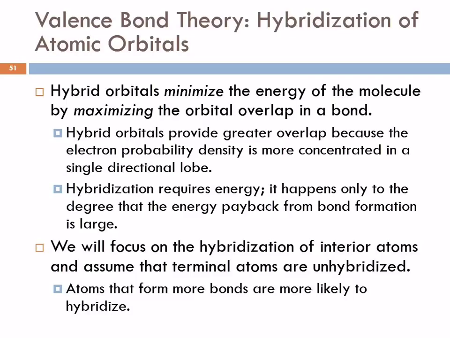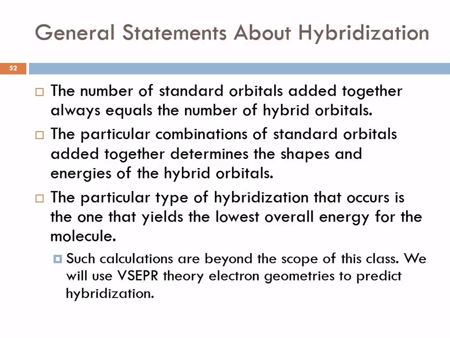bond. So what we're going to do in our discussion is look at the hybridization of the interior atoms, and we're going to assume that the terminal atoms just keep their standard atomic orbitals. That they're not going to hybridize. So general statements. The number of standard orbitals is always going to be equal to the number of hybrid orbitals. So when you hybridize orbitals, you still have the same number of orbitals. You don't gain or lose orbitals.